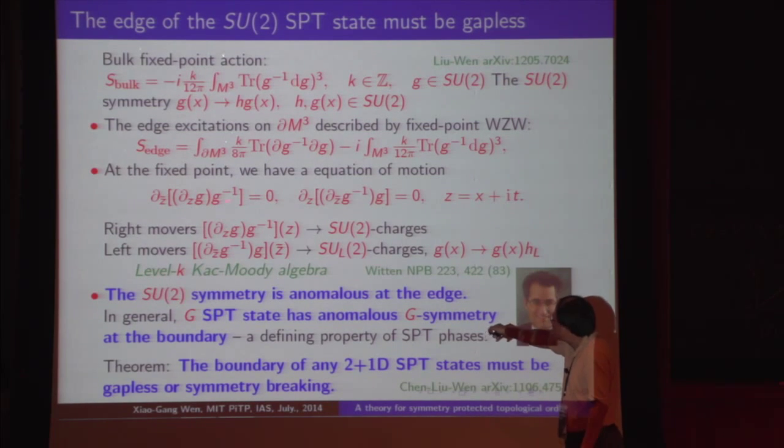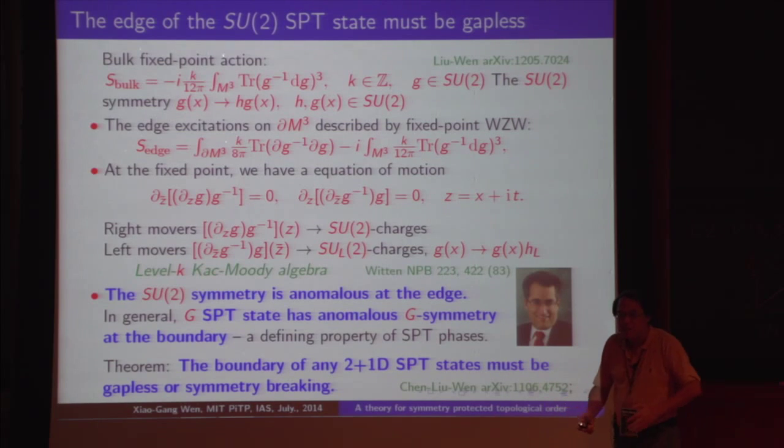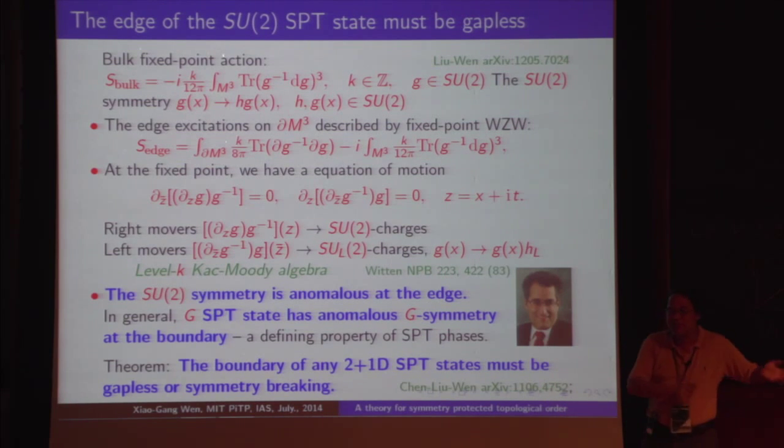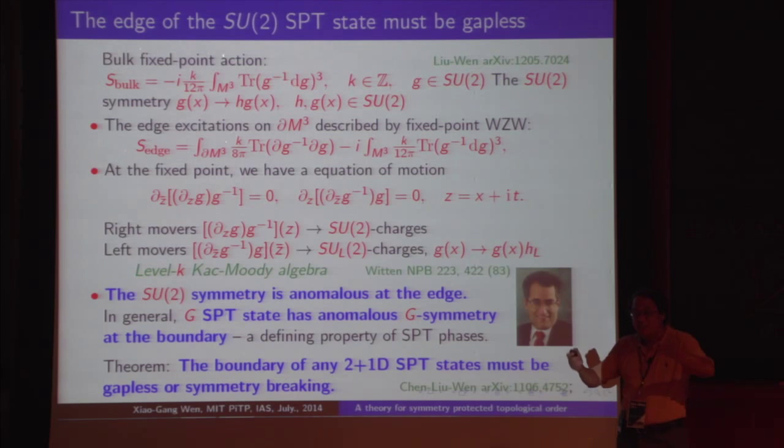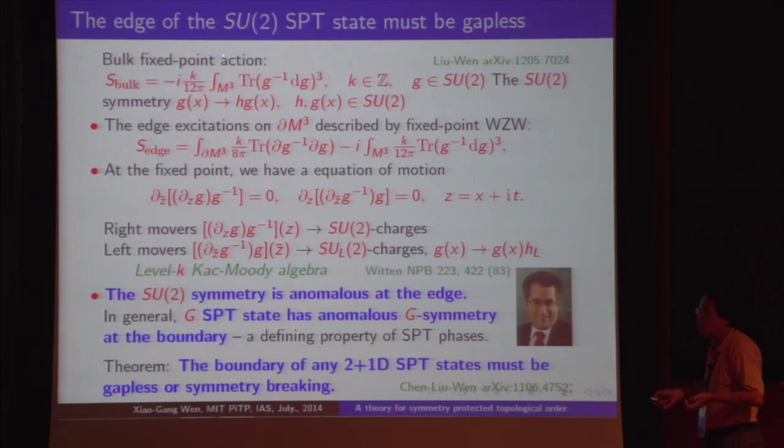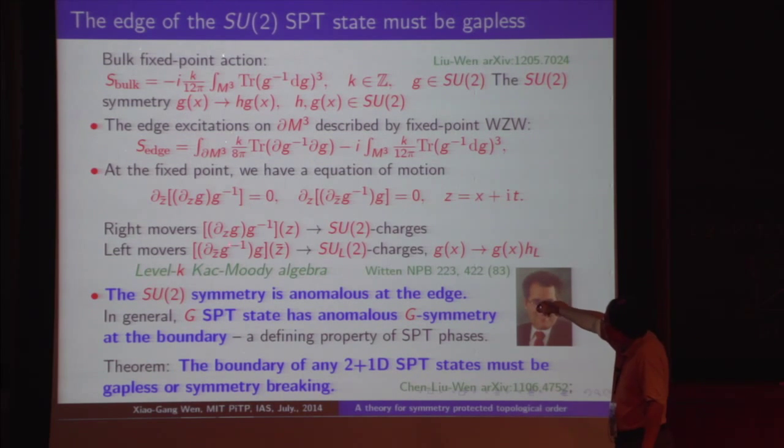There is a holomorphic piece and an anti-holomorphic piece describing the right mover and the left mover. So that's this conformal theory, where the decoupling of the left mover and right mover would be captured by this theory. And then we can see that the right mover has this form. And under our SU(2) transformation, which only multiplies from the left, you can see this form actually transforms in the adjoint representation of this H.